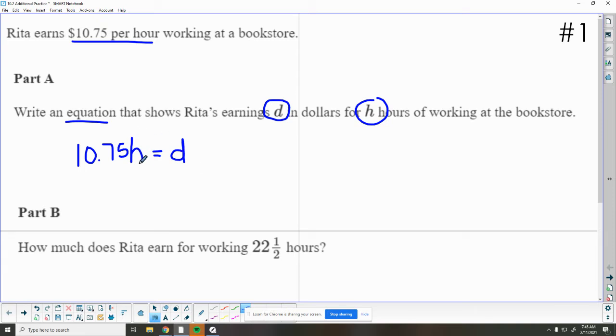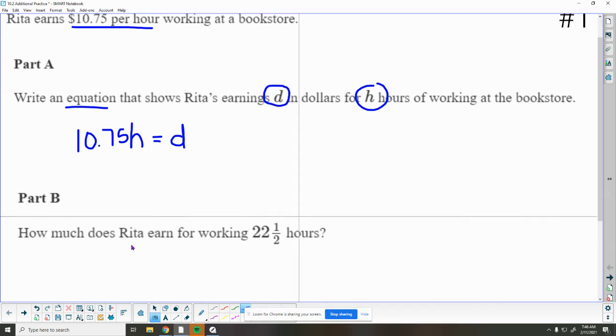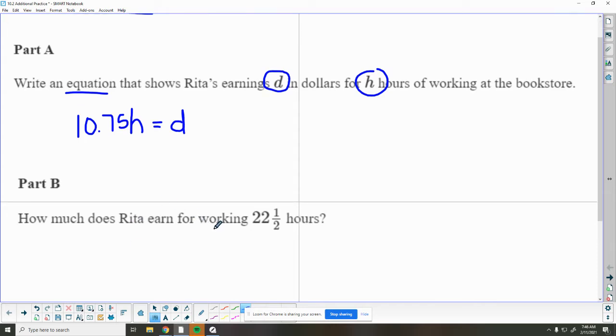We don't know how many hours she's worked, so we can't figure out how many dollars. But the dollars she earns depends on how many hours. She gets to choose how many hours she works, or the store tells her how many hours she has to work. That determines it, so the dollars depend on her hours. Now we want to know if she worked 22 and a half hours, how much did she earn?